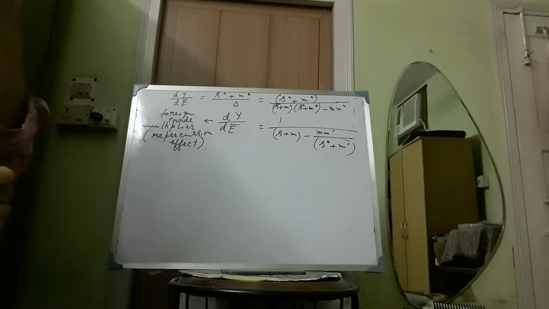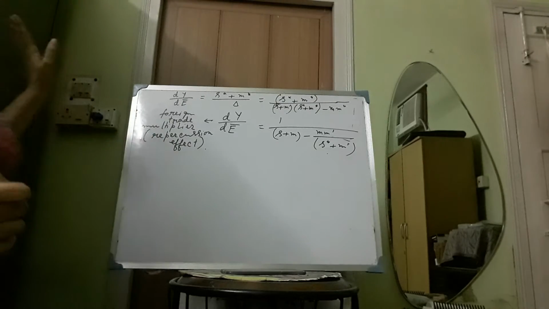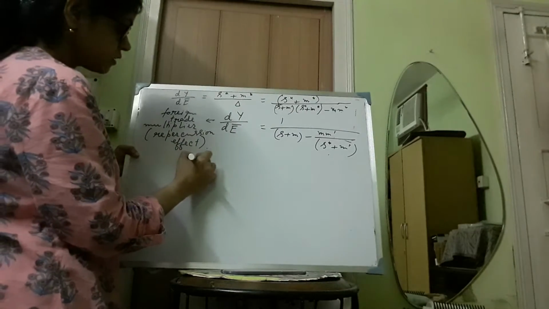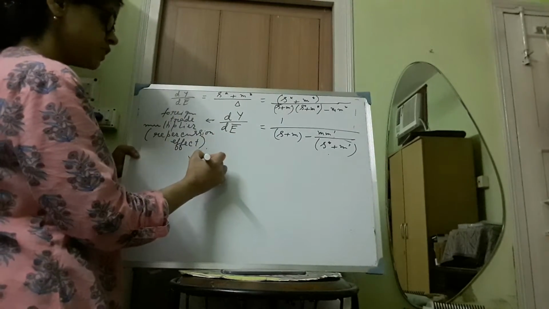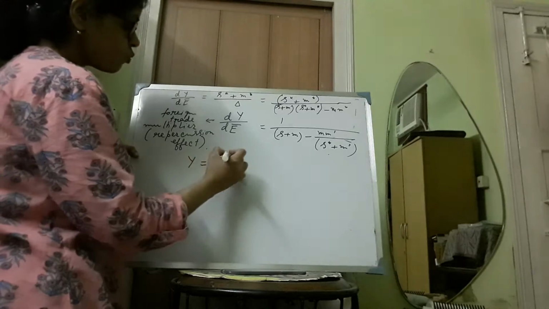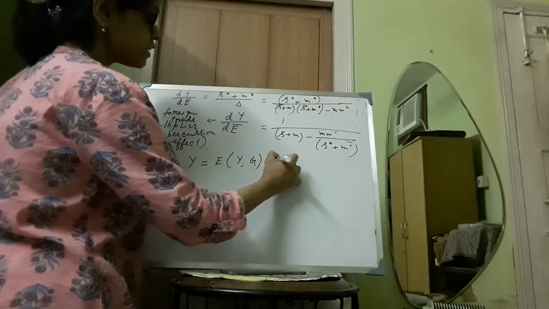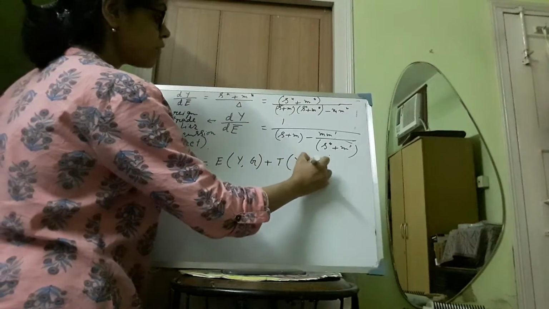Now let's consider what the value of the foreign trade multiplier is when there is no repercussion effect. So when there is no repercussion effect and we are considering the equilibrium in the domestic economy, then the equation is y is equal to E, which is a function of y, and then we have the trade balance, which is a function of y and y*.